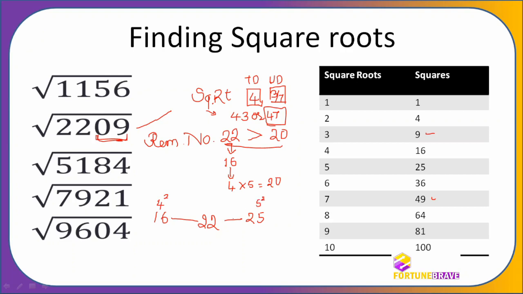Now see the distance here. If you look at the distance, it is very near. This is only 3 away and this is 6 away. So what should be the correct one? 47 again, if you look at the distance.